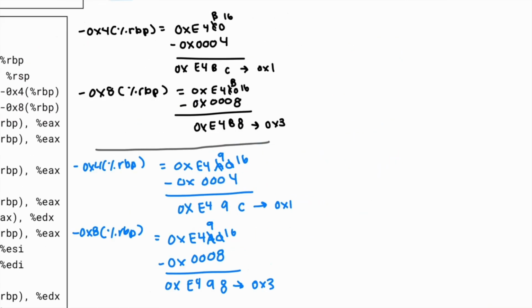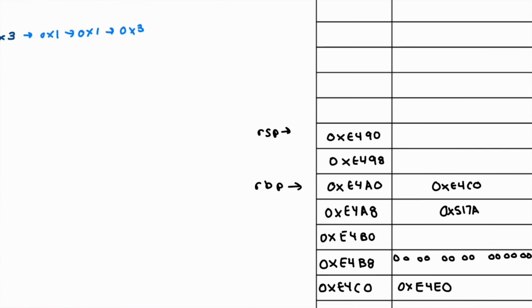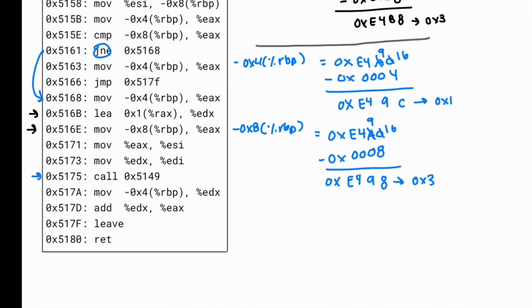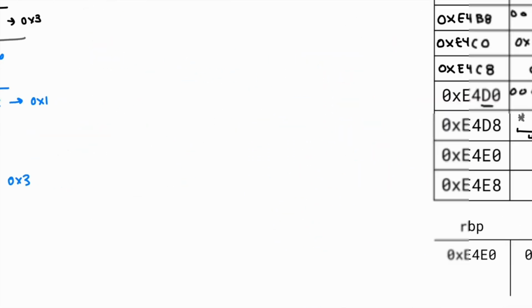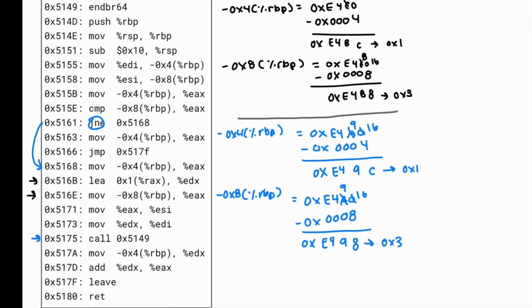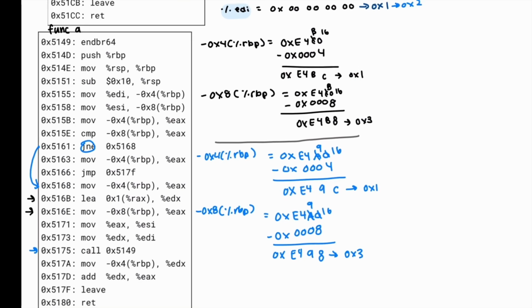Again, call requires our RSP to create space for another 8 bytes. We're going to move our return address into this space, which is 517A. And then we jump to that address again, 5149. We've restarted our function, and we're back to the start.